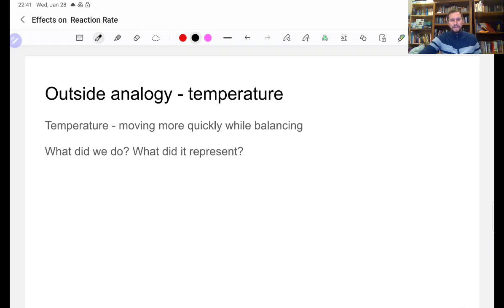Okay, here's another outside analogy. I'm going to explain it, and then you can do it. And once you do it, again, you can take 2 minutes to talk with the people next to you and explain it amongst yourselves, and then I can give you my explanation. So here's this outside analogy that you can do.